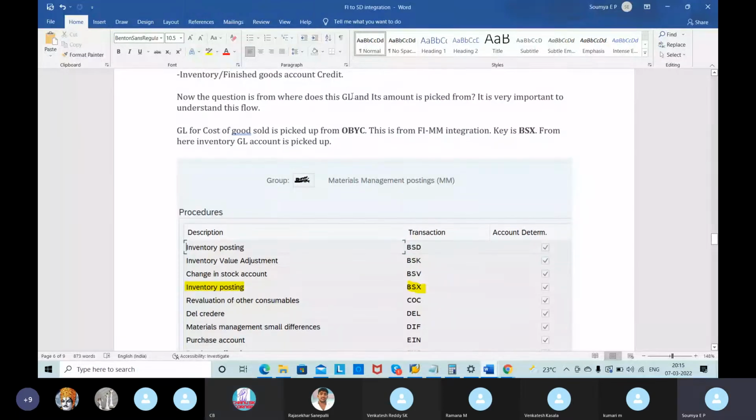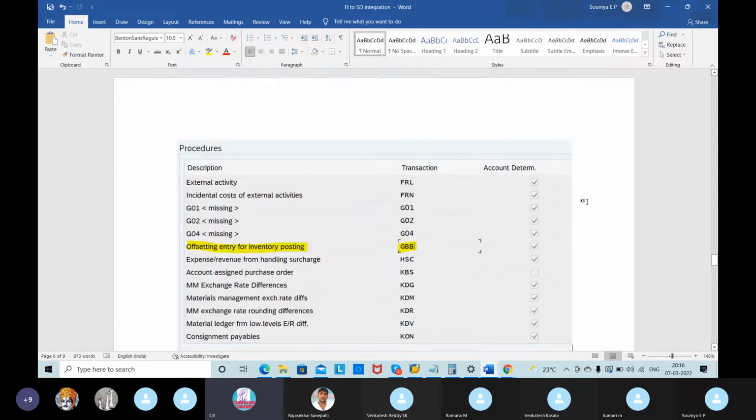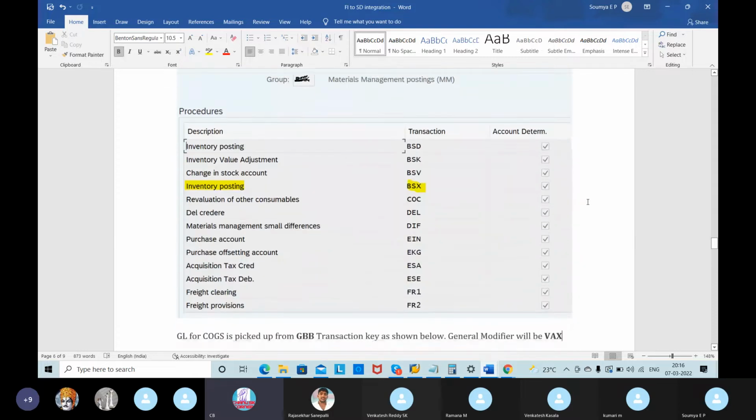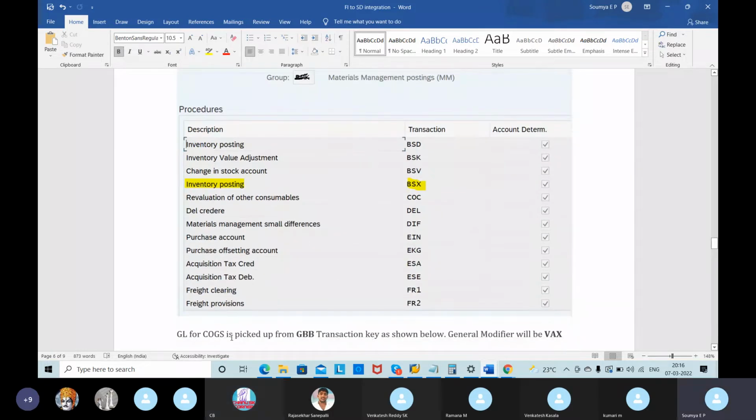The question is, from where do the GLs get picked? The GL of cost of goods sold is picked from OBYC. This is from FIMM integration. The key is BSX. From here the inventory GL account is picked up. The GL for COGS is picked up from the GBB transaction key as shown below. The general modifier will be VAX.